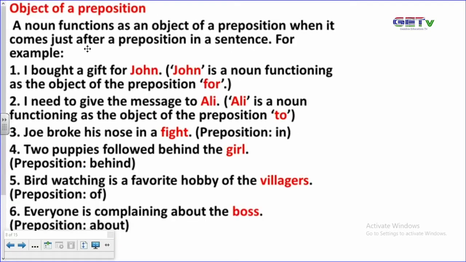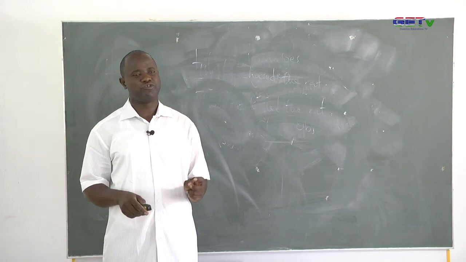We move on. Object of a preposition. A noun functions as an object of a preposition when it comes just after a preposition in a sentence. For example, I bought a gift for John. So here, John is a noun functioning as the object of the preposition for. Why? Because it came after the preposition.